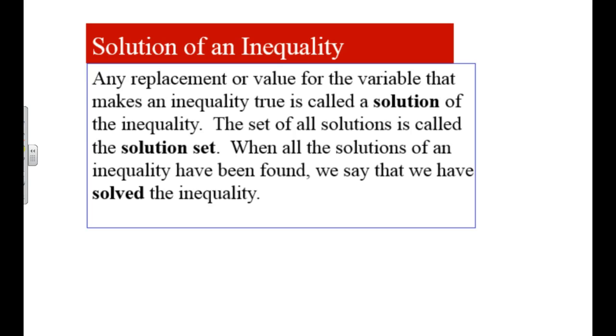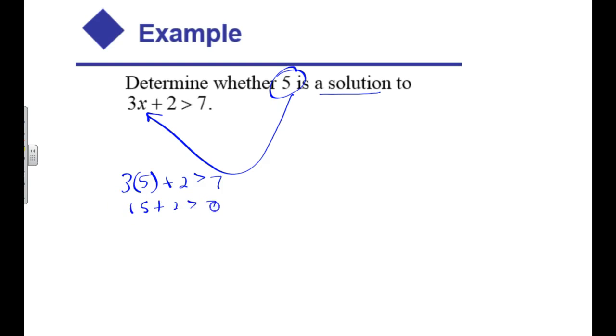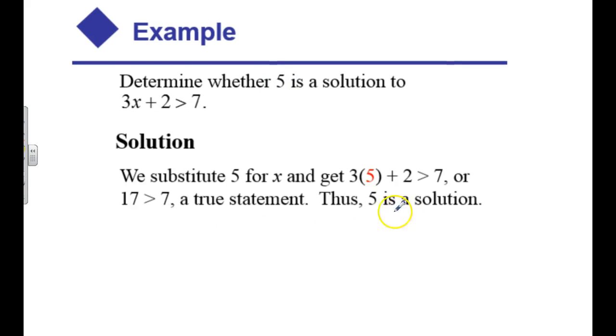So we're going to be looking at solution sets for inequalities, just like we did for equations. The first example of an inequality is to determine whether 5 is a solution or not. So we're just going to do some direct substitution here: 3 times the 5 plus the 2, and see if that's greater than 7. So is 15 plus 2 greater than 7? You bet. 17 is greater than 7. So I would say, yep, that's a true statement. And good, so therefore 5 is a solution.